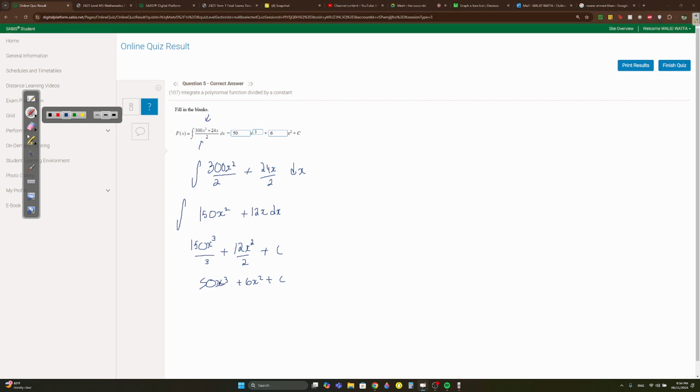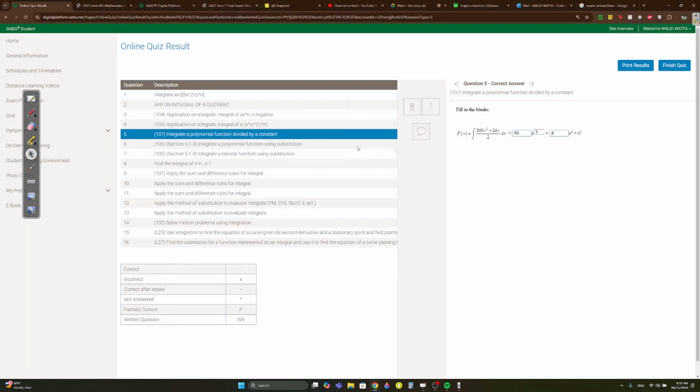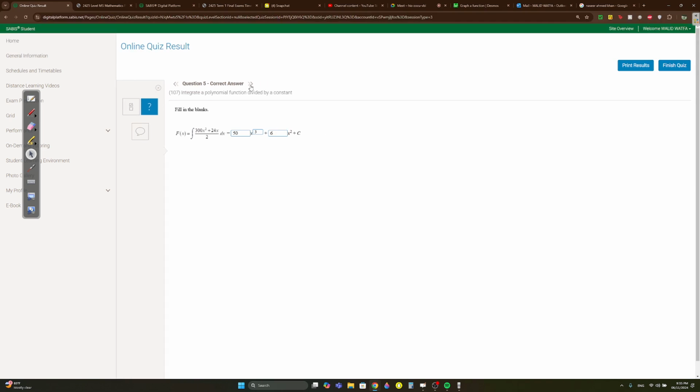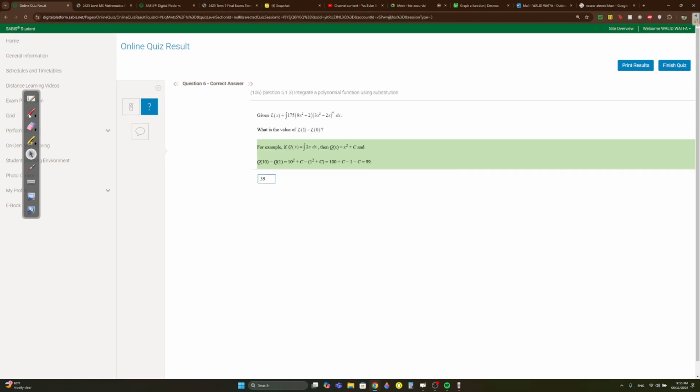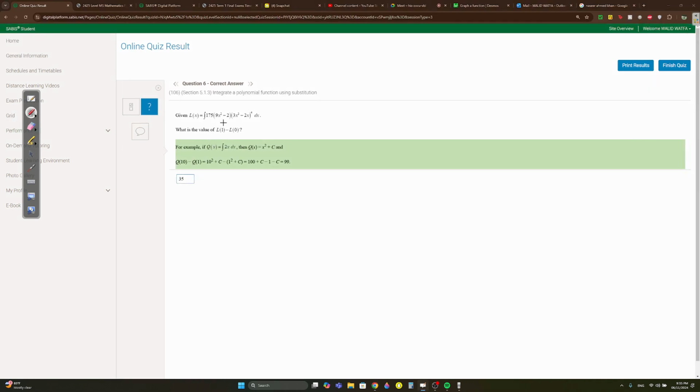These questions are extremely easy. How many questions do we have? 16, okay. Question 6. This is the green question. Given L of x is this, what's the value of L(1) minus L(0)? So we need to actually integrate it, right?